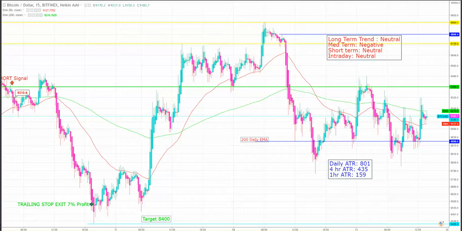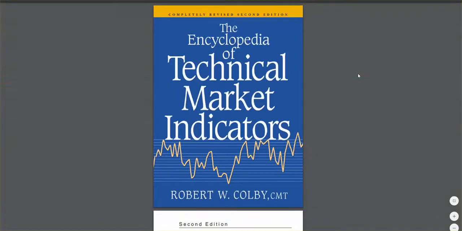So first thing I'll show you is a book called the Encyclopedia of Technical Market Indicators. It's been around for a long time. I'm more of an old school trader. I finished college in 1992, started out as an analyst for a Wall Street firm, started trading in the mid 90s and have been trading ever since for the last 22 years. So I have a lot of experience in looking at all the indicators, and I've tried out almost every single indicator in this book.